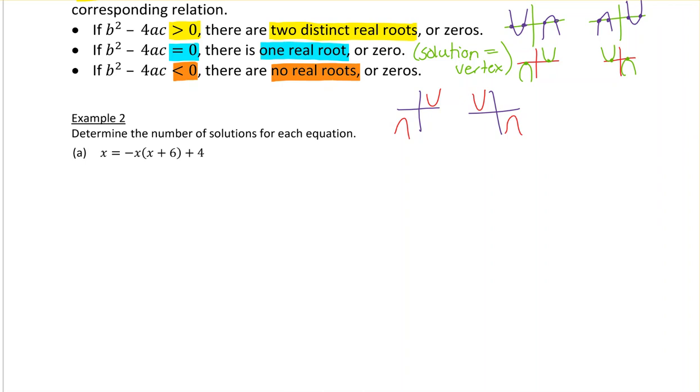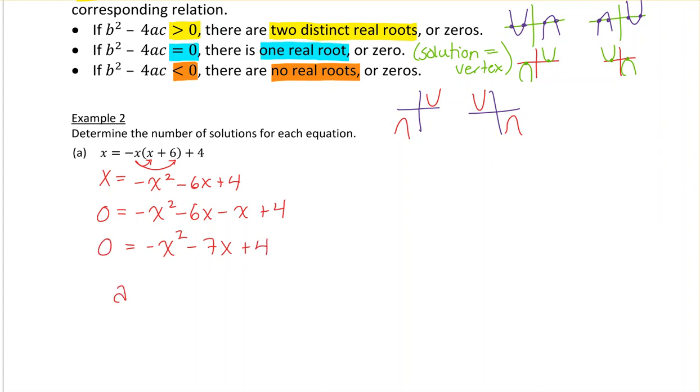So, what am I going to do? Well, I'm going to use the distributive property and expand this. This is negative x squared. That becomes negative 6x plus 4. We want to make one side equal to 0 and rearrange, which gives me my resulting quadratic in standard form: negative x squared minus 7x plus 4. Our a value here is negative 1. Our b value is negative 7. And our c value is 4.